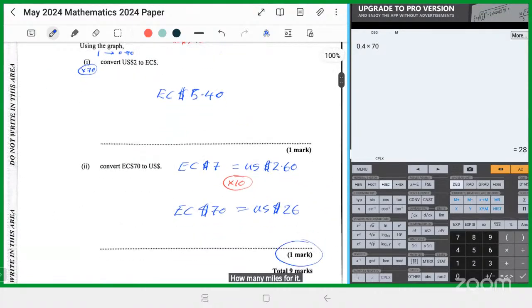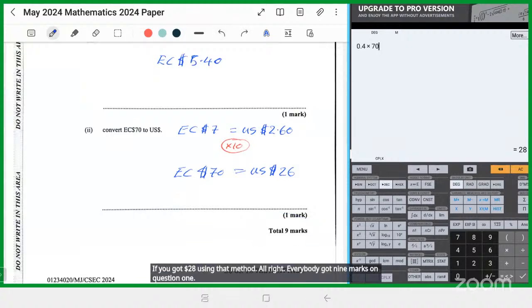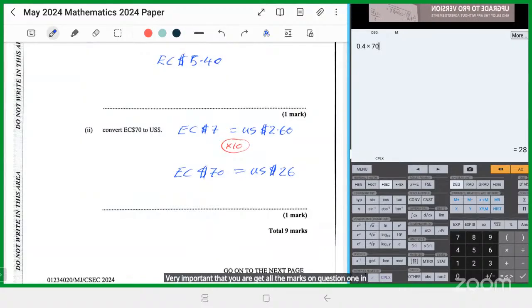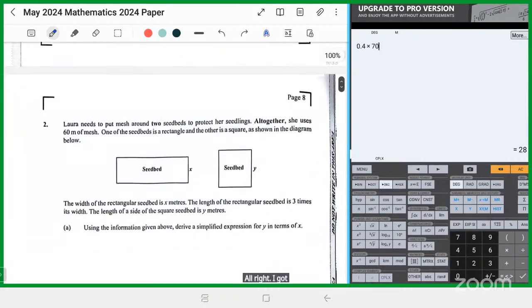1 mark for it. So you can get the mark for it. So count it as a mark if you got $28 using that method. All right. Question 1 done. Hope everybody got 9 marks on question 1. Very important that you all get all the marks on question 1 in this exam. Very important. All exams. A lot of free marks exist in question 1.